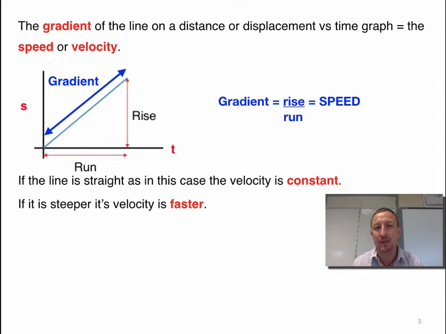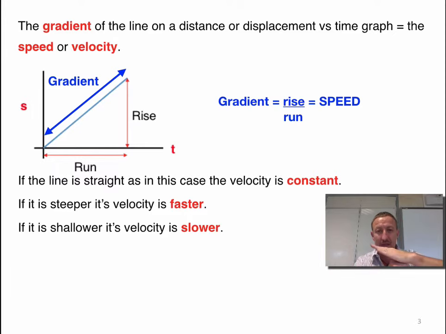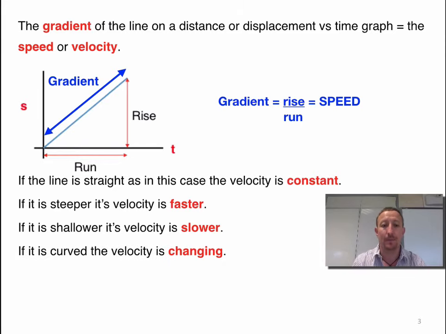Now remember, velocity is speed plus direction. So we can state that if it's above the line, it's a positive speed. If it's below the line, it's a negative speed, or a positive velocity or a negative velocity. The steepness of the gradient will determine how fast it is. Obviously, if the gradient is shallower as we get lower down or closer to the x-axis, the result is that the speed or the velocity has become slower. And obviously, if the gradient is above the line, it's a positive velocity, and if it's below the line, it's a negative velocity.